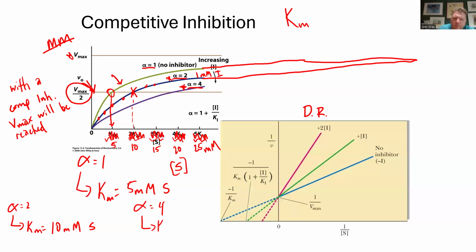Well, that is Km equals, oh boy, that's right about there. I'm going to call that 17.5 millimolar substrate concentration. So what that means is that I had to have a lot of my substrate present in order to get to my Km. So my Km went up again. Do I still reach the same Vmax?